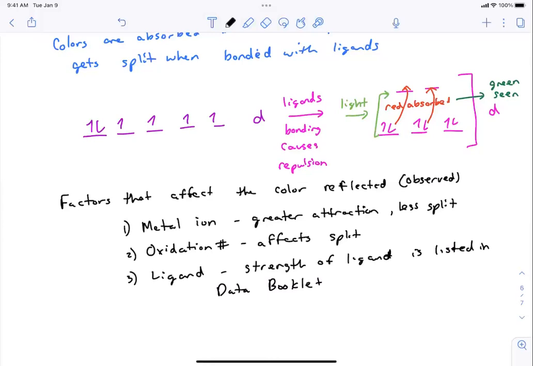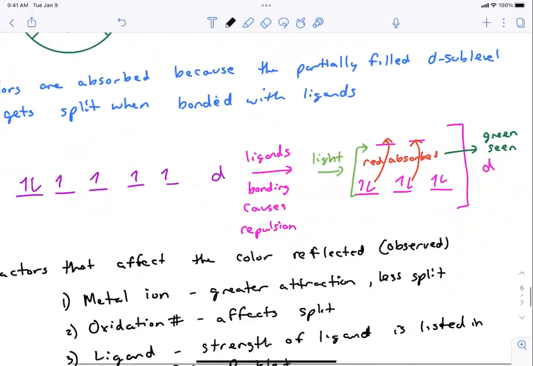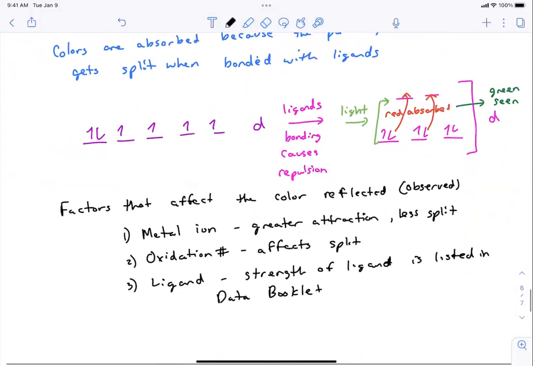Yes, Mateo. What is the split that we're talking about? The split of the d sublevel, which is what determines what color you see. So is that how far apart they are? Yes, how far apart they are, because the further apart they are, the higher energy color that is absorbed. And it's always divided in 3 and then 2? Yeah, for our purposes here, yes.